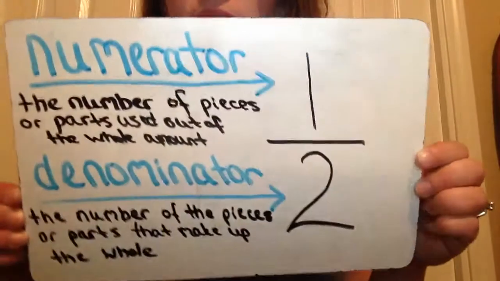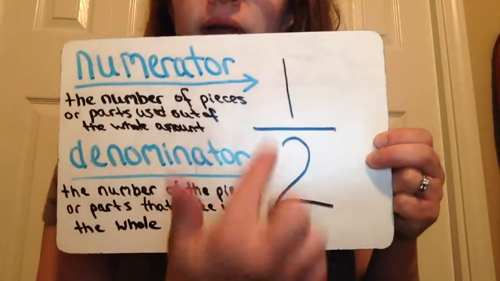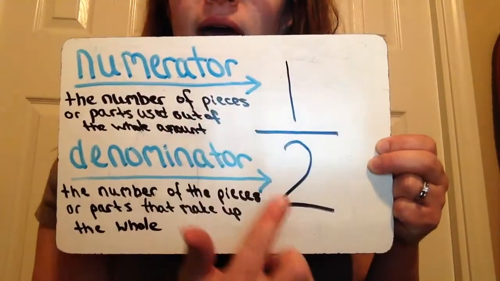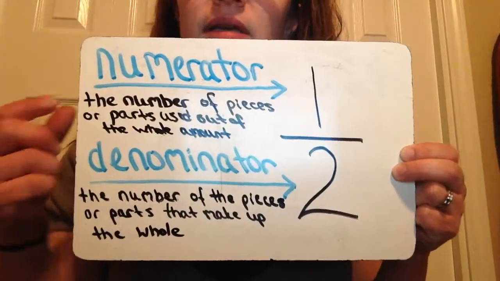Okay, boys and girls, I have one last thing that I would like to show you. Let's discuss the different parts of the fraction when you write it out. So for example, when you're writing out 1 out of 2 parts, or 1/2 as a fraction, this is how it will look. So we have 1/2, or 1 out of 2 parts.